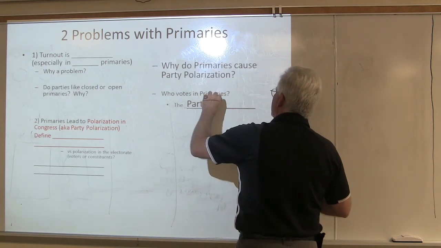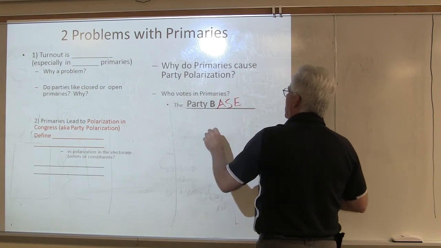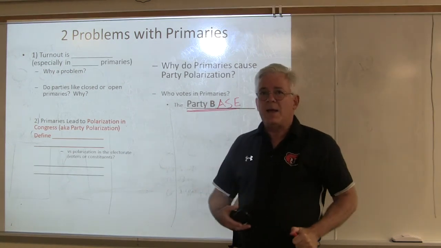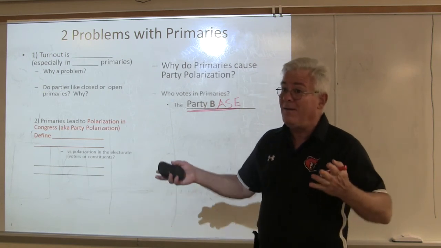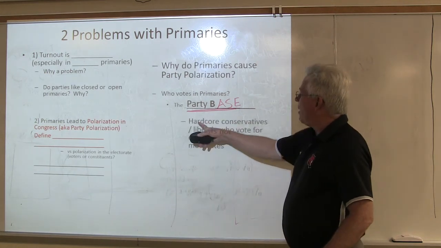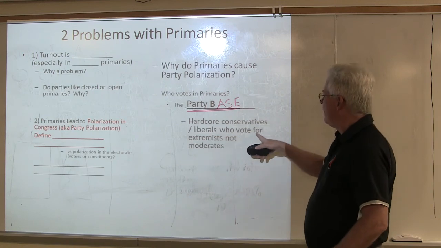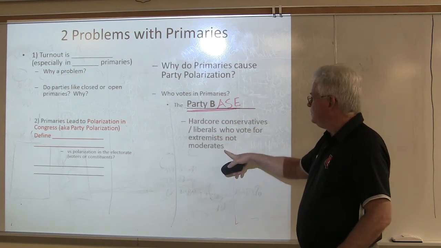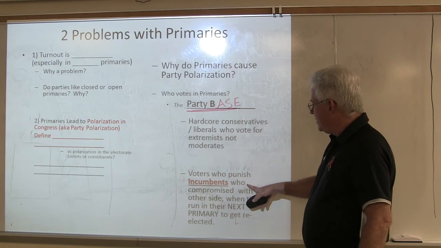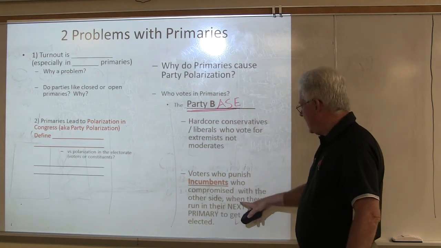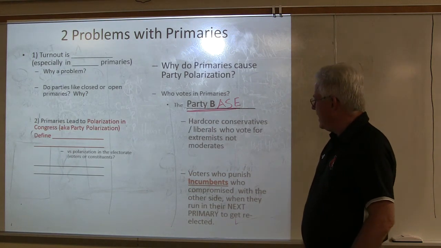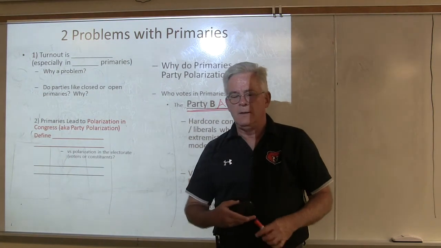This is a word you must understand because it is a huge word that we're going to talk about a whole bunch, AP and my regular guys. The party base. Who is the party base? Well, the party base are those hardcore Republicans and Democrats that vote in primaries, right? They are the hardcore conservatives or liberals who vote for extremists, not moderates. These are the people who will punish incumbents who compromised with the other side when they run in their next primary to get elected. All right, so understand how this means, all right?